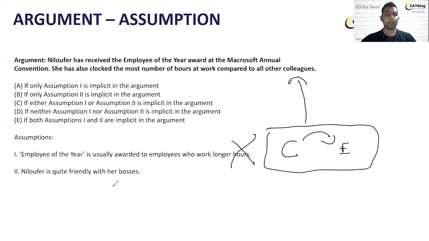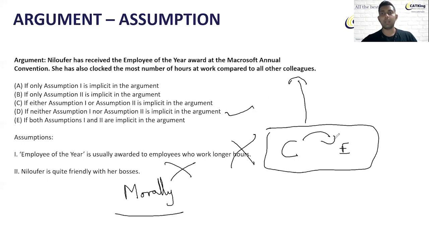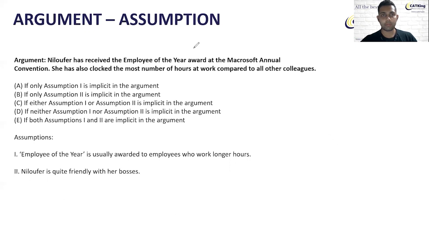Okay. Second, Nilofer is quite friendly with her bosses. This is morally wrong. What are you trying to say? That she's using favors? She does not deserve the award? Such moral statements, again, if not reflected in the argument, are absolutely wrong. That is why in this case, D is the answer. Please remember this tip on cause effect and moral statements, right?